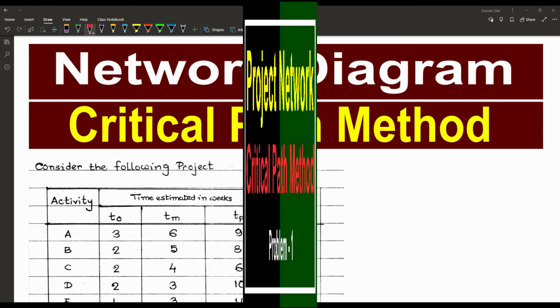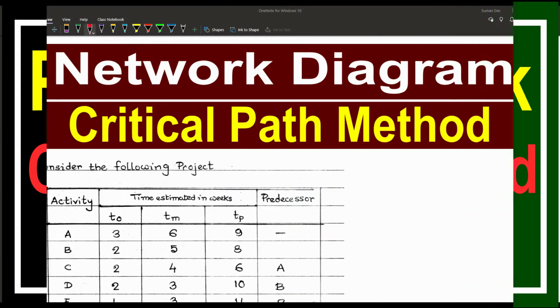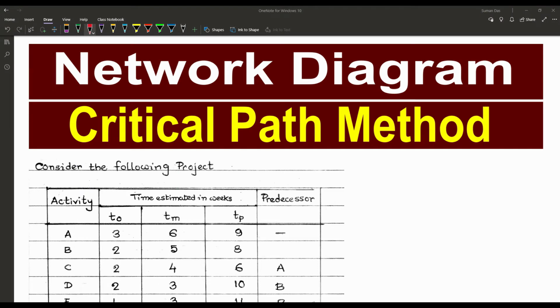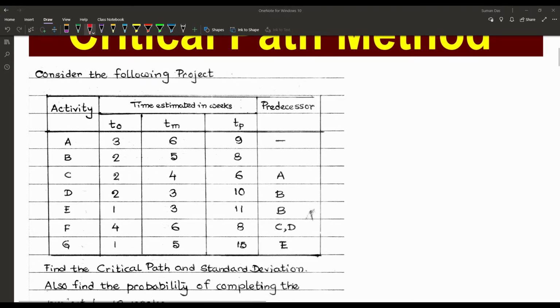Hello friends, today our topic is the critical path method, or in short CPM. Let's check how to draw the critical path from the network diagram. Let's consider the following project where the activities, the time estimated in weeks, and the predecessors of the activities are given in the table.